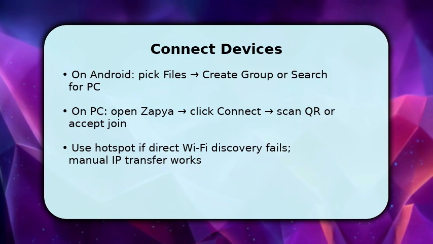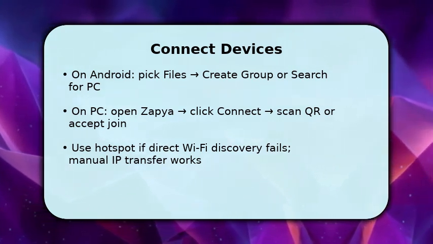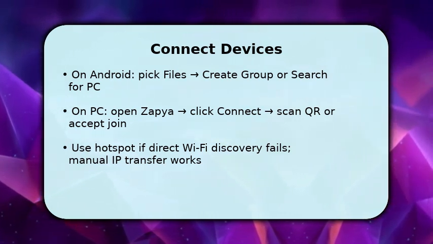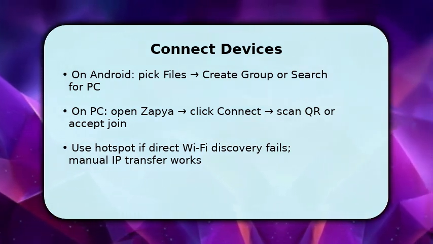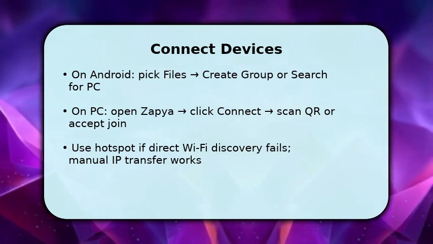This authenticates the session. If automatic discovery fails, switch the phone to hotspot mode and connect the PC to that SSID, then retry. Making a manual connection ensures both devices share the same local network for file transfer.